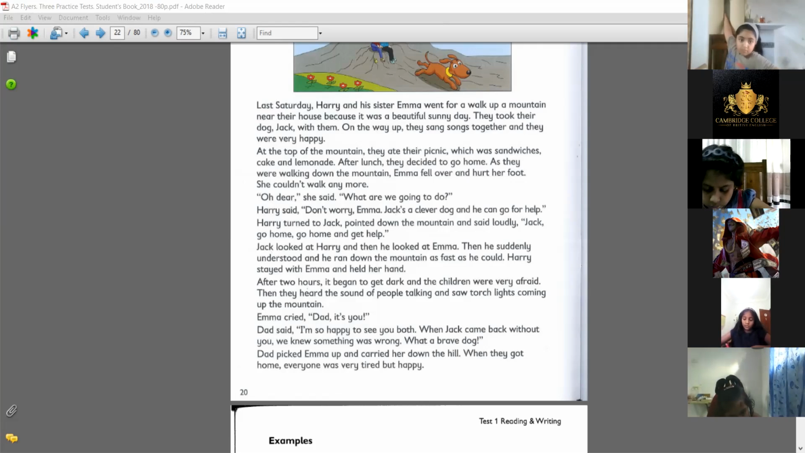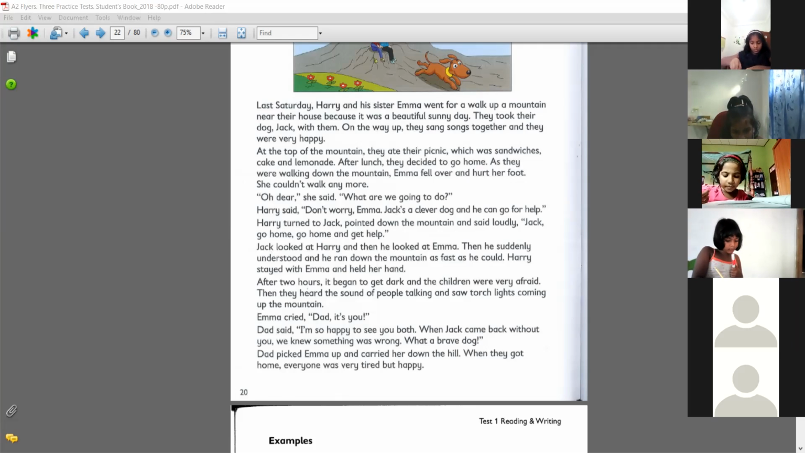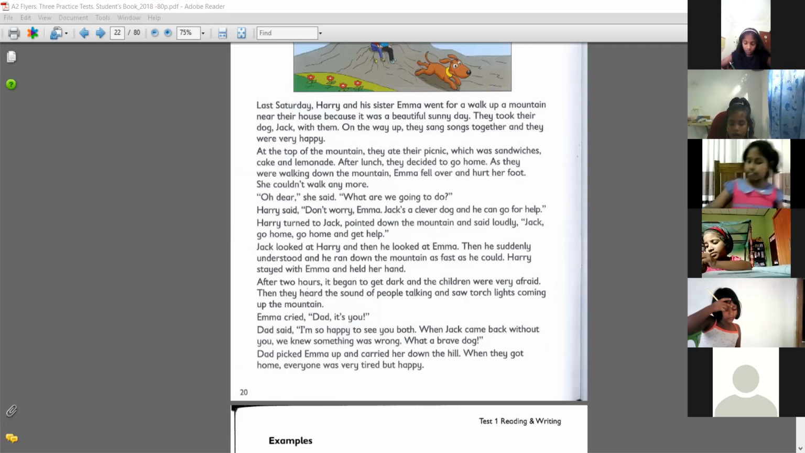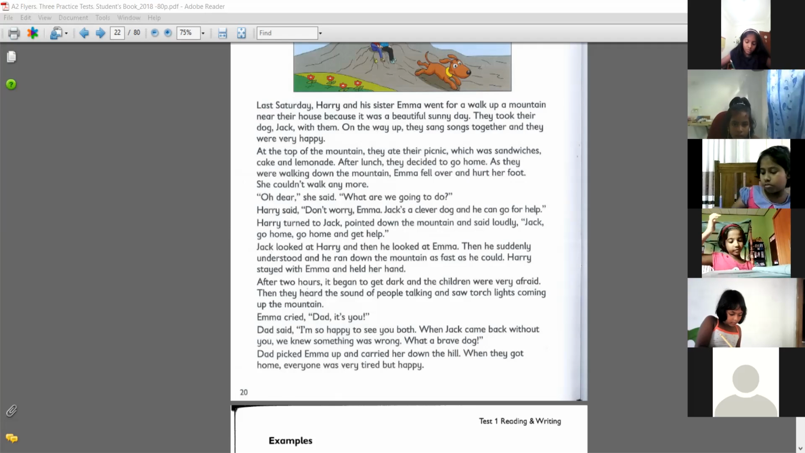All right, last time, Imashi haven't read it, so let's start to read it, Imashi. Last Saturday. Continue. What the weather? Last Saturday, Harry and her sister Emma went to walk up a mountain near their house because it was beautiful sunny day. They took their dog Jack with them. On the way up, they sang song together and they were very happy.